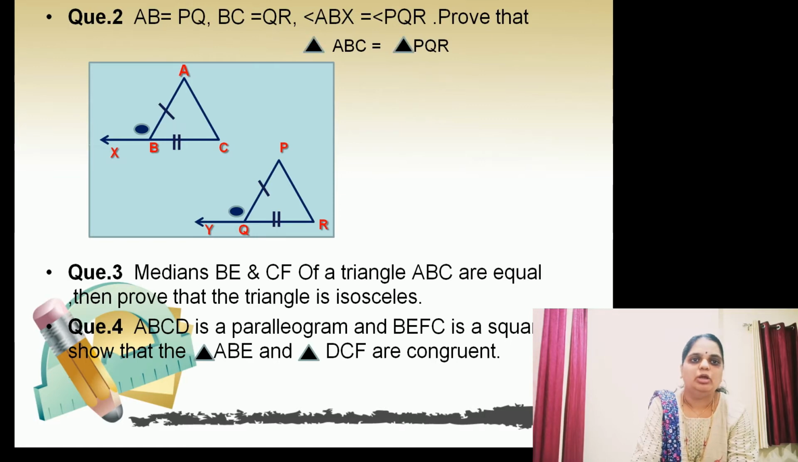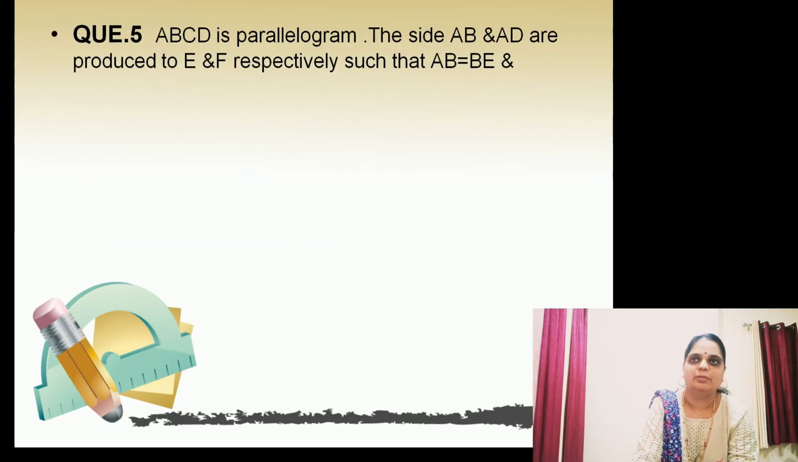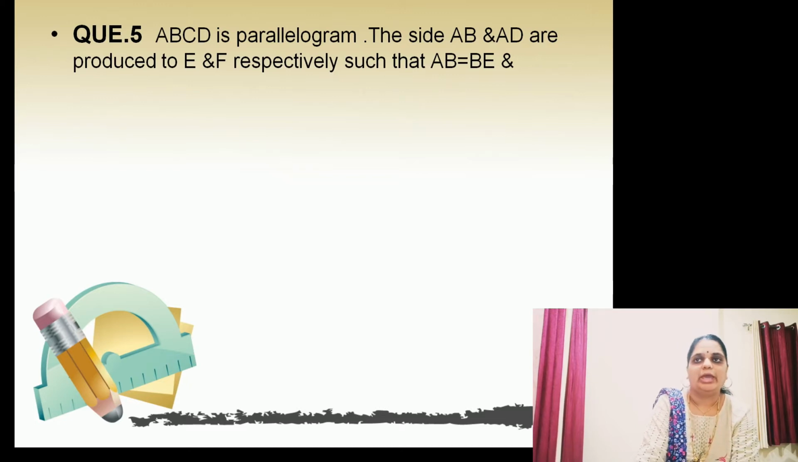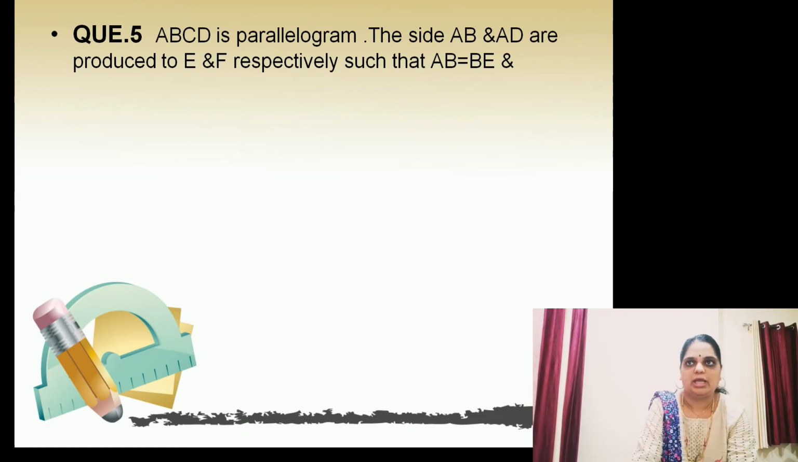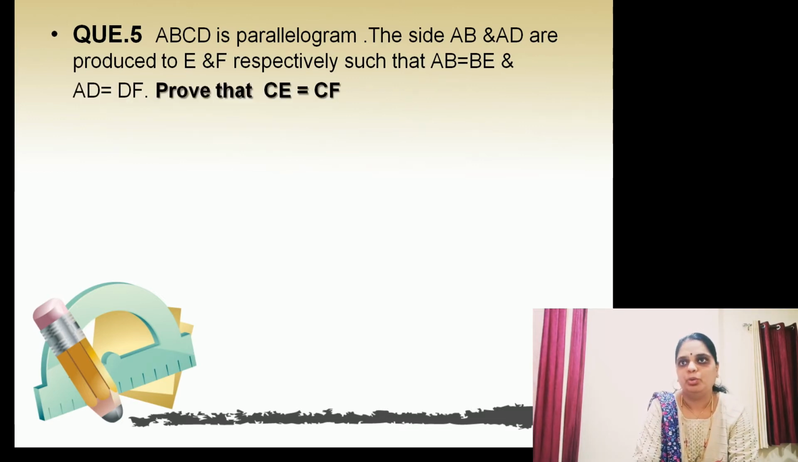Now we see question number 5. ABCD is a parallelogram. The sides AB and AD are produced to E and F respectively, such that AB is equal to BE and AD is equal to DF. Prove that CE is equal to CF.